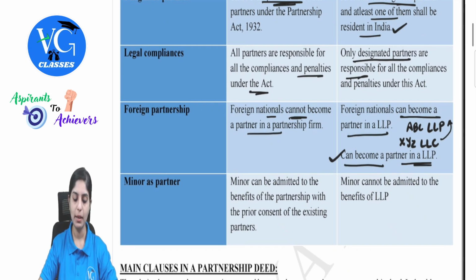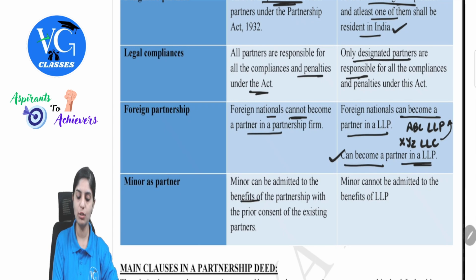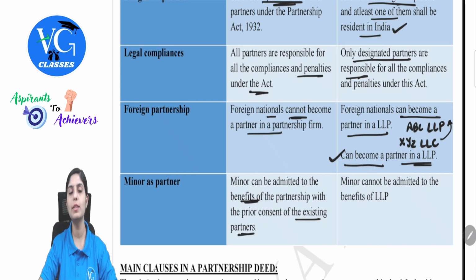Next, minor as partner. Under the Indian Partnership Act, a minor can be admitted to the benefits of the partnership with the prior consent of the existing partners. Here, the status with respect to a minor is only specialized with respect to benefits, and this is only acceptable provided there is consent obtained from the existing partners. Whereas under LLP, a minor cannot be admitted to the benefits of LLP. There is a complete no with respect to LLP. These are some points which can give you a differentiation between a normal partnership and a limited liability partnership. Hope you got clarity on whatever points we just went through.